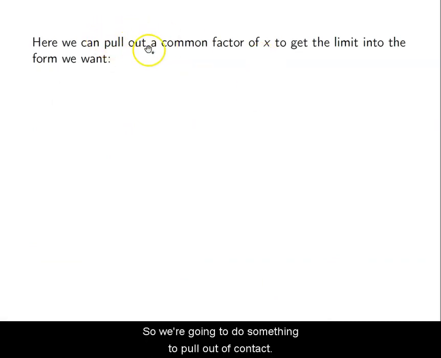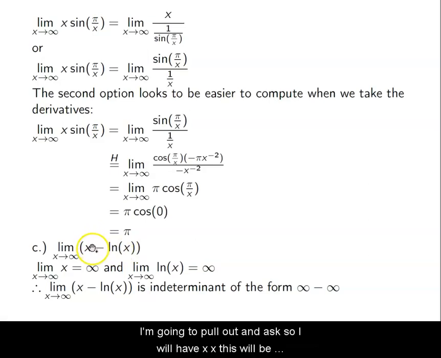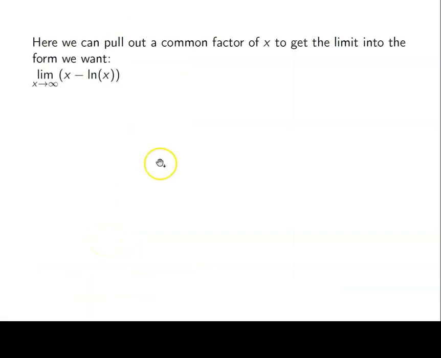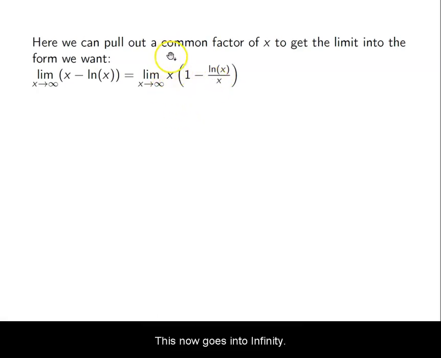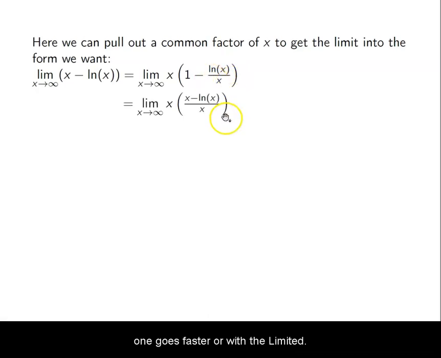So what we're going to do is pull out a common factor. I'm going to pull out an x, so I will have x times 1 minus natural log of x over x. I'm pulling out a common factor of x. Why? Just to see what happens. I need something to happen, so let's go ahead and pull out x. This now goes to infinity. Natural log of x over x is now infinity over infinity, and I don't know what happens to this thing, which one grows faster or what the limit is.